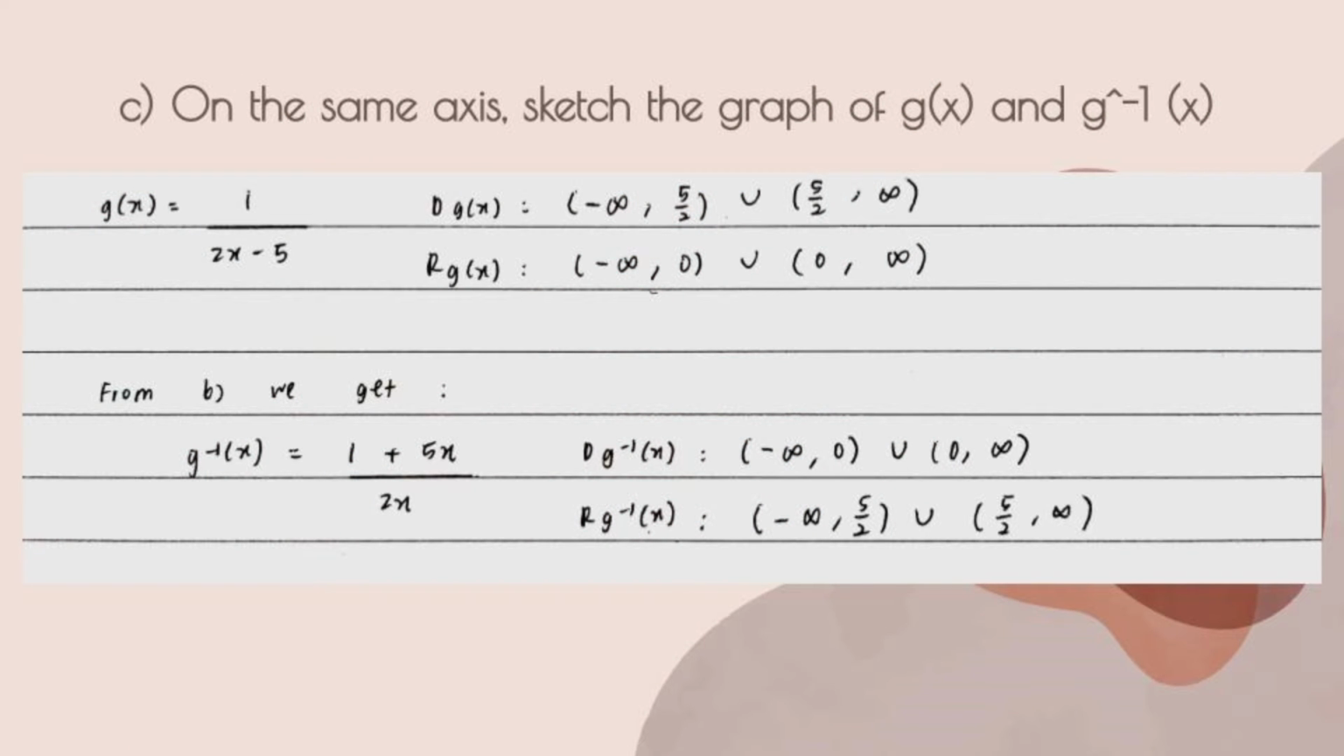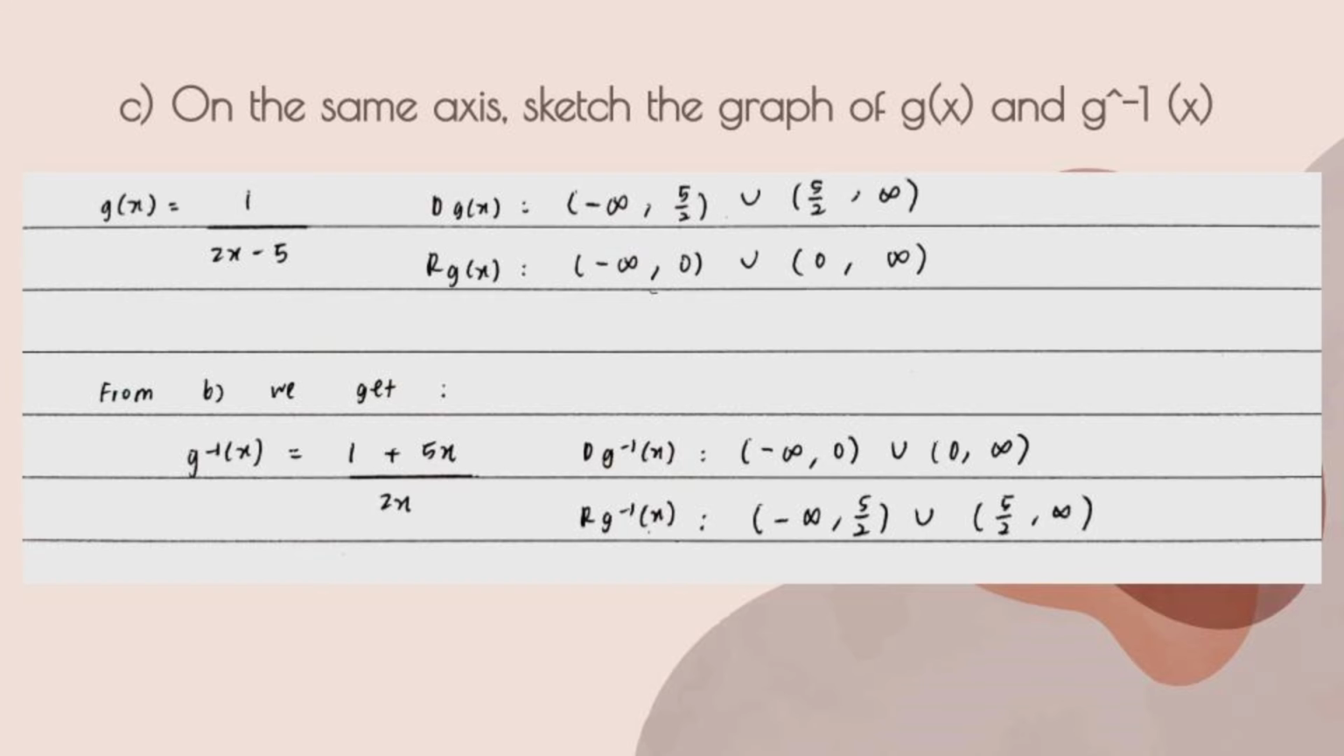Question C. It asks us to sketch the graph of g(x) and g inverse(x) on the same axis. From the questions given, we get that g(x) equals 1 over (2x minus 5), and the range of g(x) is negative infinity to 0, union with 0 to positive infinity, while the domain of g(x) is negative infinity to 5/2, union with 5/2 to positive infinity. Therefore, the vertical asymptote of g(x) is x equals 5/2.